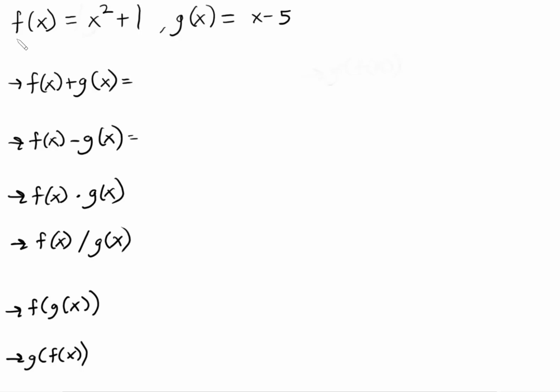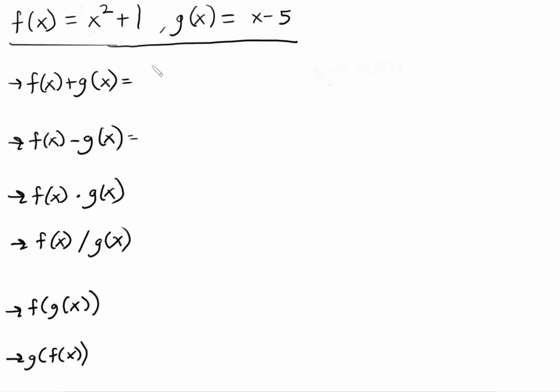So at the top here we have our two given functions. f of x is equal to x squared plus 1, that's our function 1, and g of x is equal to x minus 5, that's our function 2. So let's start off by adding our functions.